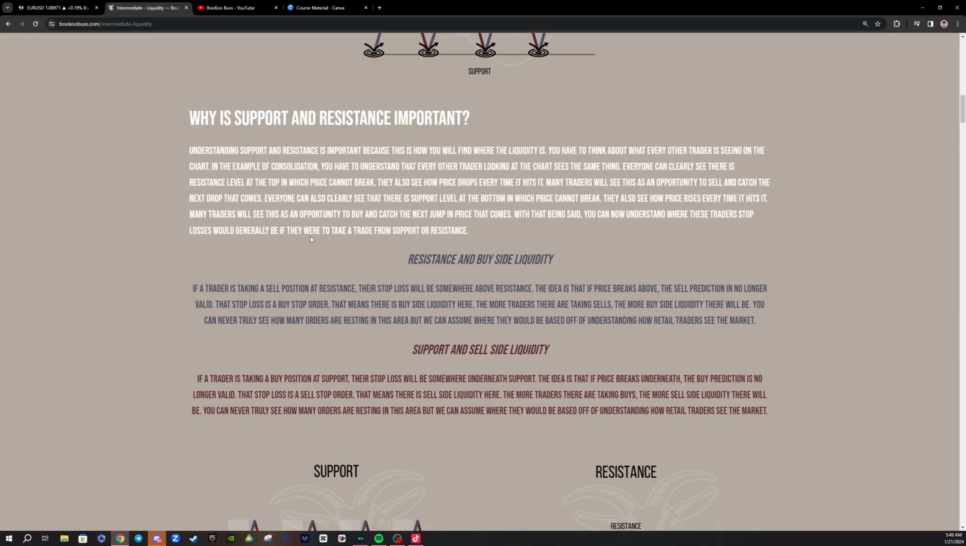Everyone can also clearly see that there is a support level at the bottom in which price cannot break. They also see how price rises every time it hits it. Many traders will see this as an opportunity to buy and catch the next jump in price that comes. With that being said, you can now understand where these traders' stop losses would generally be if they were to take a trade from support or resistance.